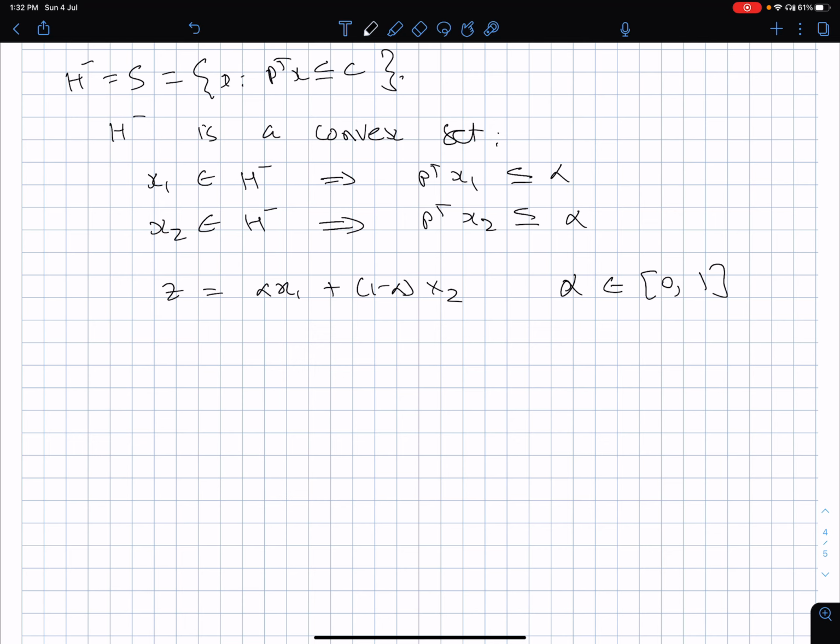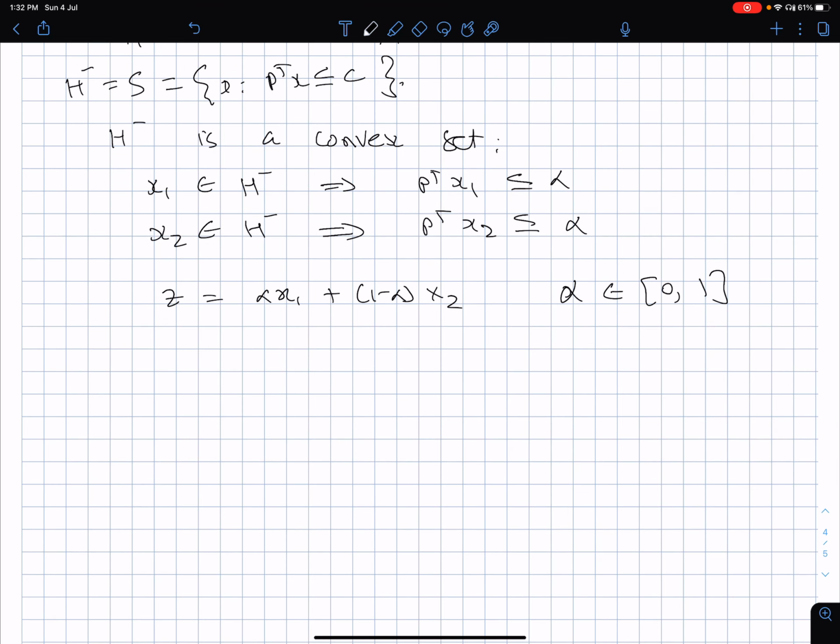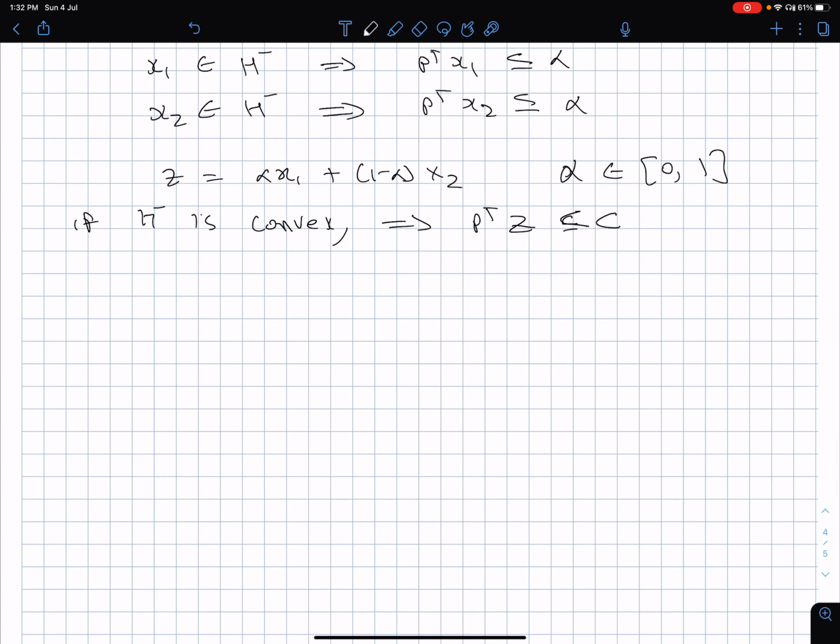Now if the half space is convex, then what should happen? If H minus is convex, it should imply that P transpose Z, the convex combination of x1 and x2, should also meet this requirement that this is less than or equal to C. So therefore, we need to basically evaluate this and check if it is less than or equal to the constant C on the RHS there. So you take P transpose, substitute Z, which is coming from the convex combination.